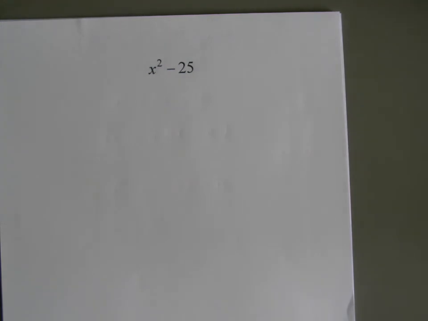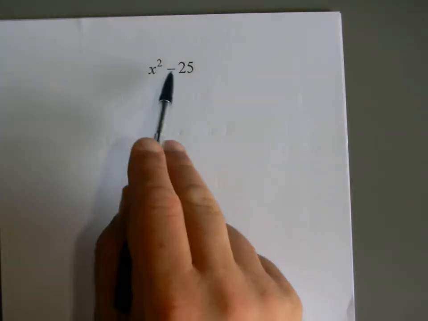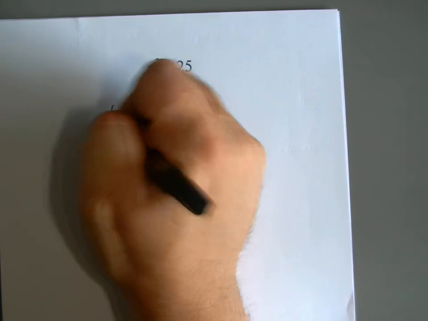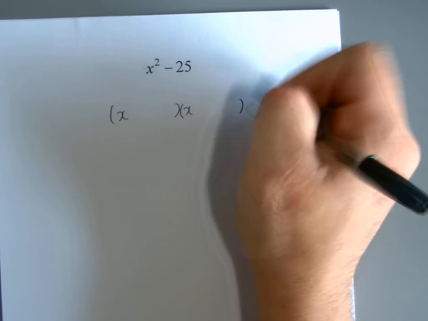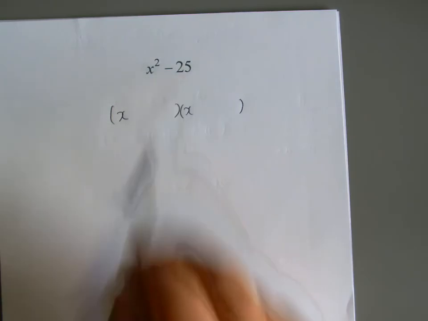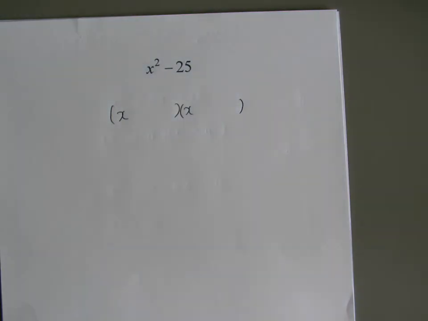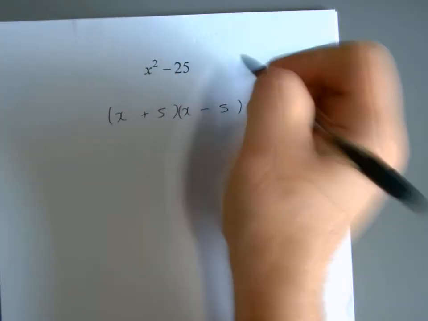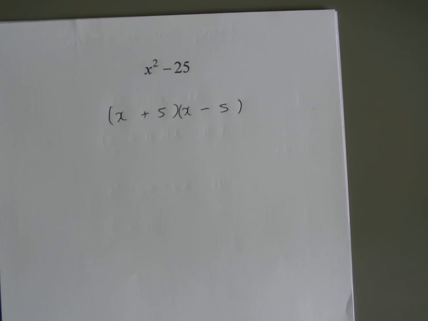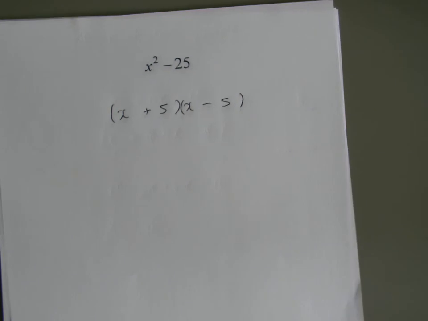Here, again, you don't have to go through the long process of putting 0x in there. You can just think, two brackets, x and x. I need them to multiply to give 25, and then add up to give 0. Well, it's going to be positive 5 and negative 5. So you can just do it straight away if you think through that process.